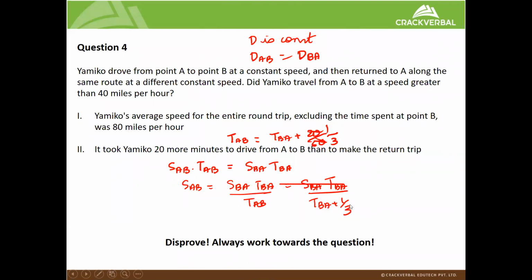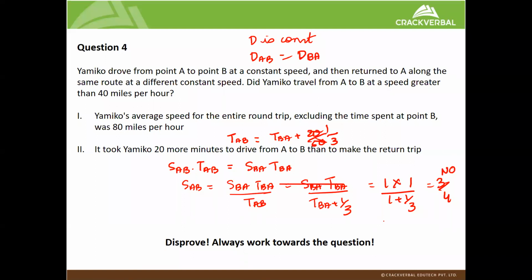Right? Now, I'm just going to plug in values. If I plug in SBA as 1, TBA as 1, 1 into 1 divided by 1 plus 1 by 3. 1 plus 1 by 3 is 4 by 3. The 3 goes on top, gives me SAB to be 3/4. Now 3/4 is definitely less than 40. This gives me a no.